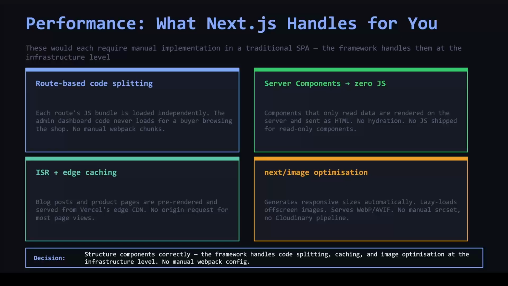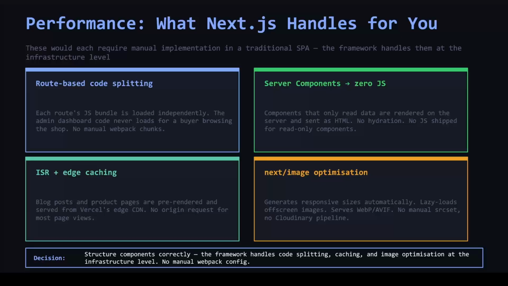Route-based code splitting. Each route's JavaScript bundle is loaded independently. The admin dashboard code never loads for a buyer browsing the shop. No manual Webpack chunk configuration. Server components, zero JS. Components that only read data are rendered on the server and sent as HTML. No hydration. No JavaScript shipped for read-only components. ISR plus edge caching. Blog posts and product pages are pre-rendered and served from Vercel's Edge CDN. No origin request for most page views.